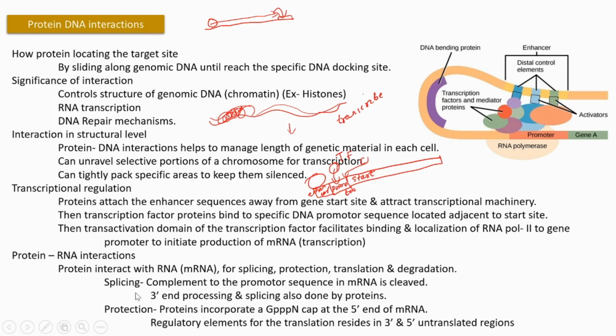In all these levels, many different proteins are interacting with the RNA. Splicing: we consider the case of splicing. Corresponding to the promoter sequence, in the mRNA also there will be some sequence. That sequence needs to be spliced out.